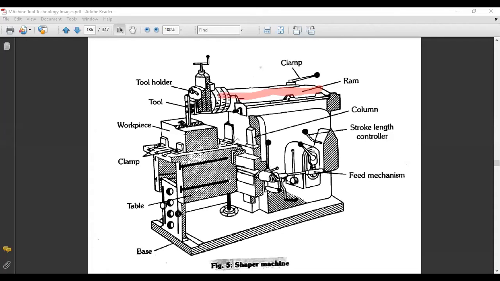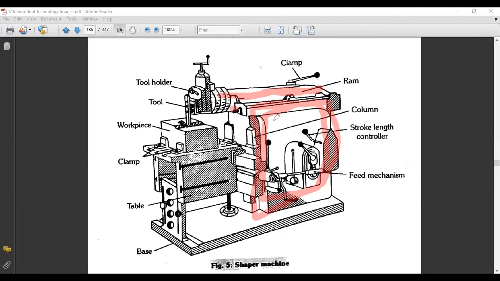This is the clamp, and you can see the bed on which the workpiece will be fitted, and this is the clamp so that the workpiece will be completely settled at the surface of the bed. This is the column. This square is known as the column, and this column contains the mechanism of the shaper and different types of gears, motors, and all the attachments.